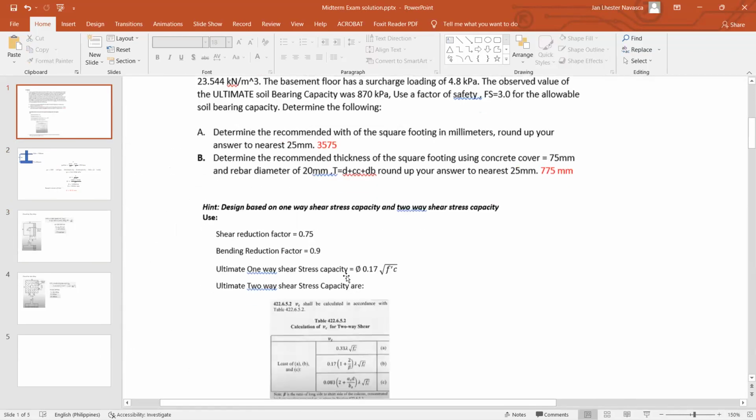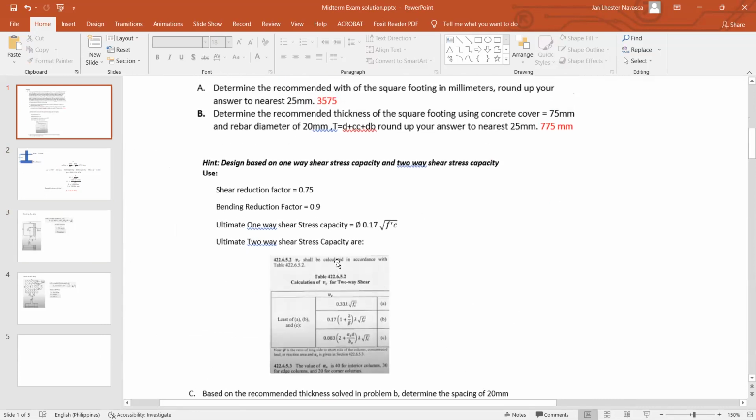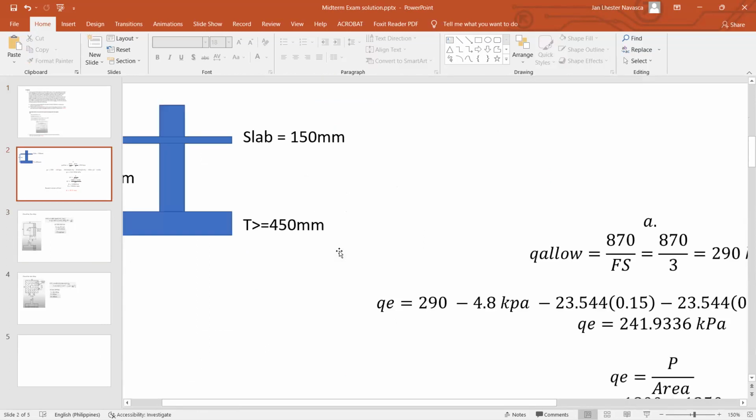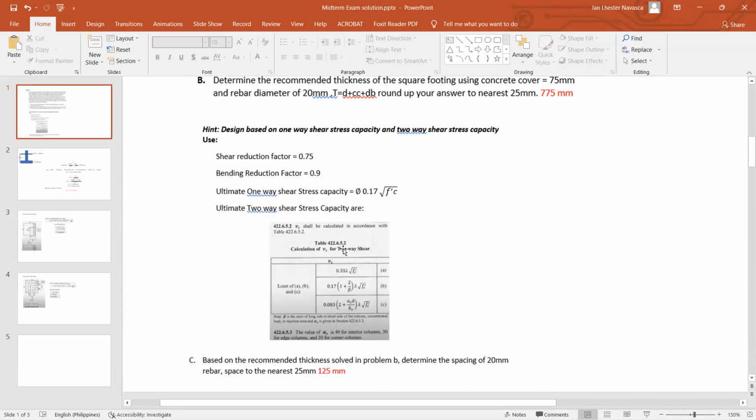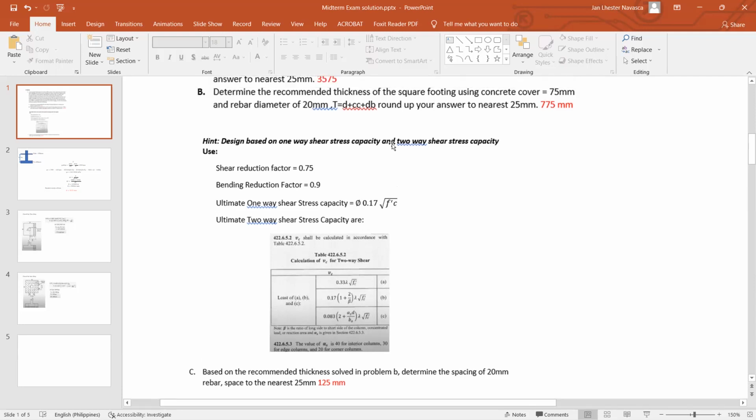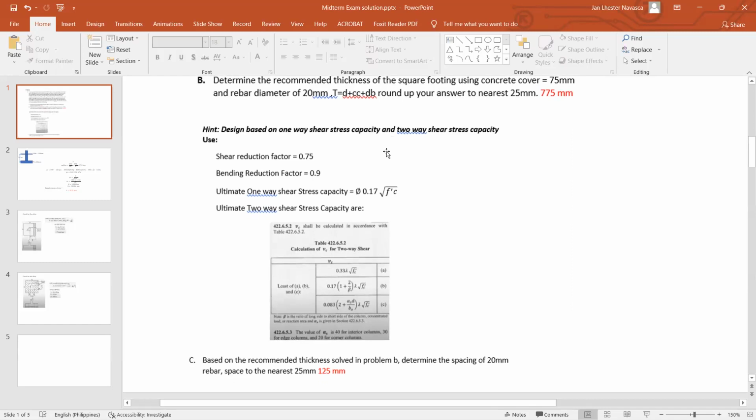Yan. Yung hint natin is design based on one-way shear stress and two-way shear stress capacity. Okay, so basically katulad ng tinutuloy na ginagawa natin, you just need to equate the two, yung demand and capacity, di ba? Yun naman yung basic principle ng structural engineer sa pagde-design natin. Just compare the demand to the capacity.